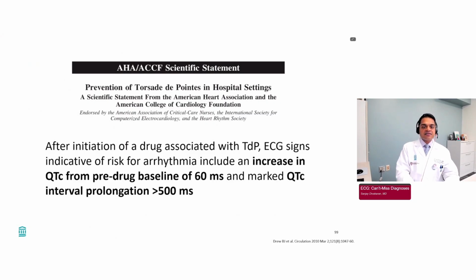And so I think this AHA-ACC statement is quite helpful for inpatient medicine. And that is, one, you need to have prolongation of the QTC from baseline of 60 milliseconds. And two, the resultant QTC should be over 500 milliseconds. So if I see someone who has QTC prolongation with therapy, but their QTC after therapy is still below 500, I'm less worried about those folks. The people I worry about are the patients who have a new QTC that's above 500, and that's a delta of 60 from the baseline.